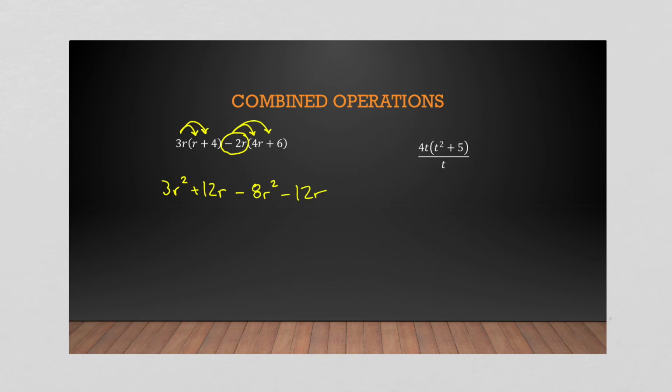And now you are going to group. So r squareds with r squared, so negative 5r squared. And then the 12r's will actually cancel each other out. So that is your solution.